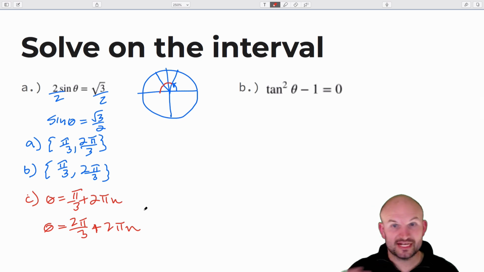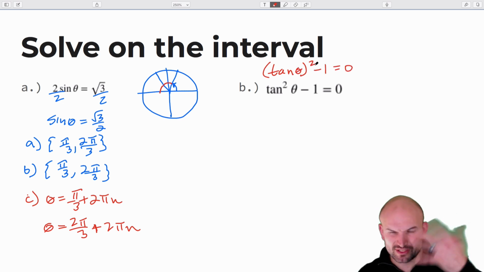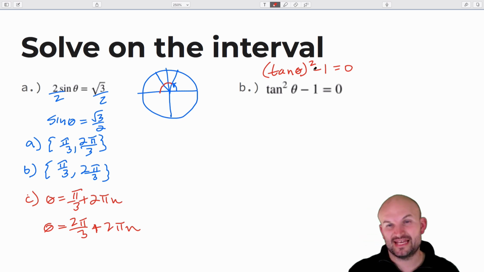All right, so for the next one, again, we want to isolate the tangent, and just remember that tangent squared of theta is the same thing as tangent of theta quantity squared, minus 1 equals 0. Some people still get confused with that notation. So the first thing we want to do is add 1 to both sides. Then we have tangent squared of theta is equal to 1.